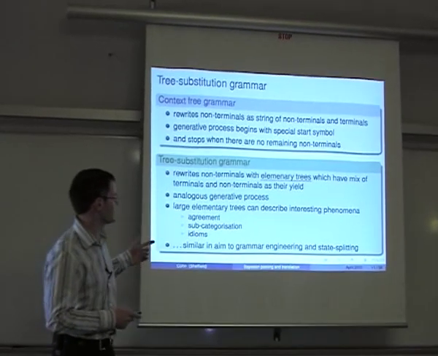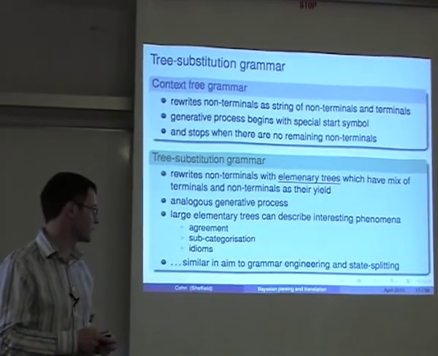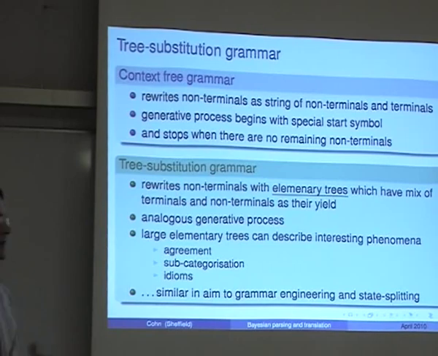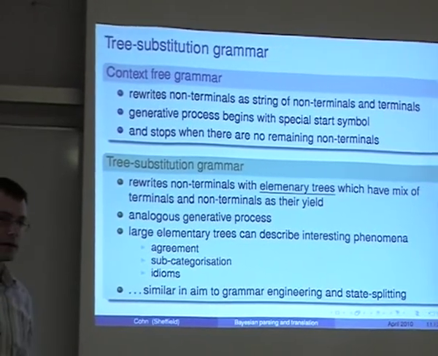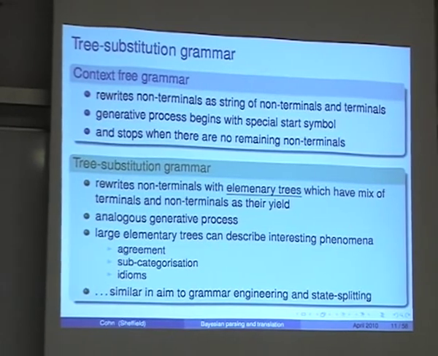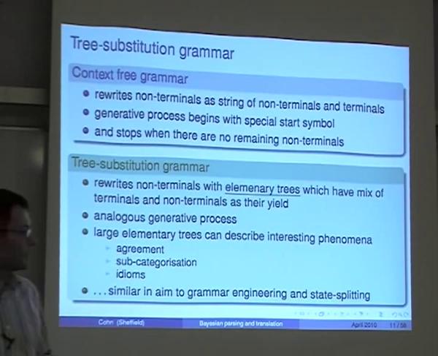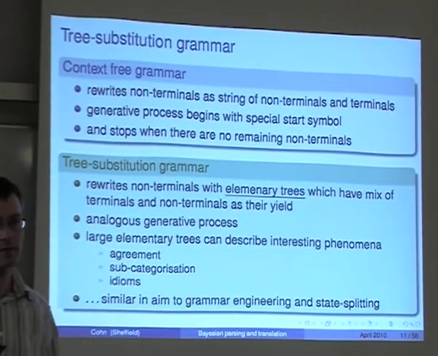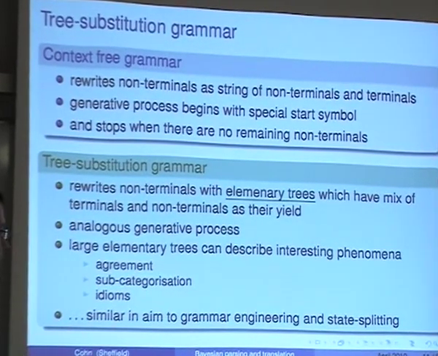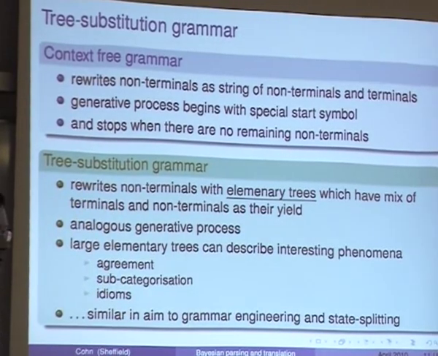And the reason why we do that is that these large elementary trees can describe very interesting phenomena that we see in syntax. So for instance, agreement, subcategorization, idioms, all these kinds of things we can represent quite succinctly in single tree fragments. So in general, this is similar in name to things like grammar engineering, where we start trying to adapt the non-terminal set in the CFG. It's similar to state splitting and other kinds of methods for making your CFG a little bit more powerful. And in fact, you can actually do a reduction of tree substitution grammar into a context-free grammar that has a similar effect.